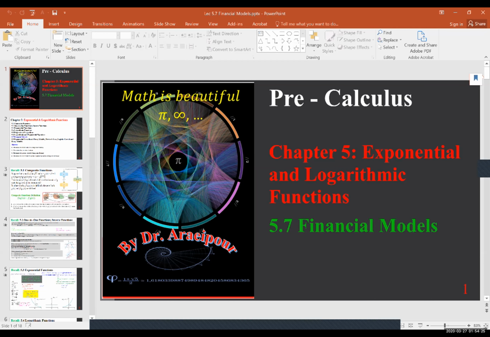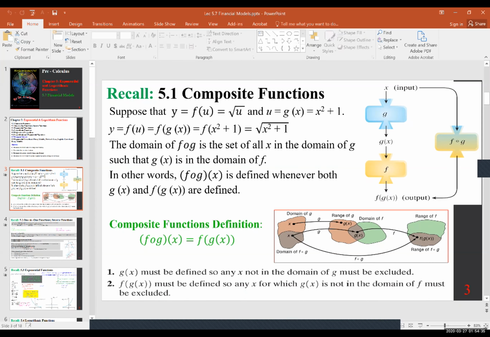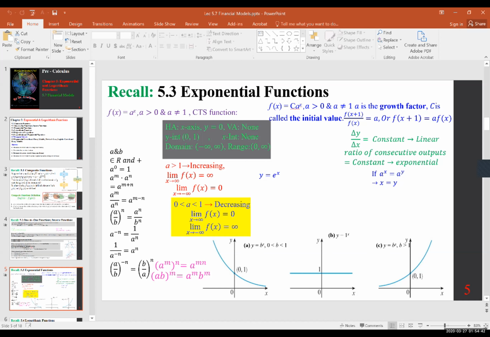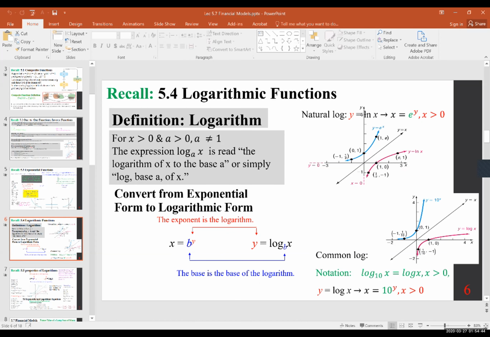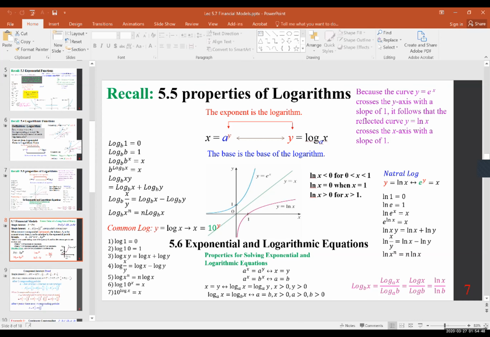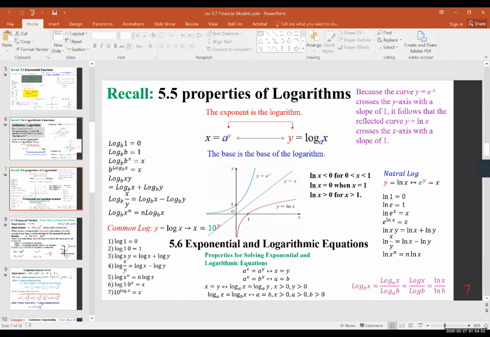All right, class, we are moving on towards the application, and so financial models. Again, the composite function, one-to-one functions, exponential functions, logarithmic functions, properties of logs, and exponential and logarithmic equations.